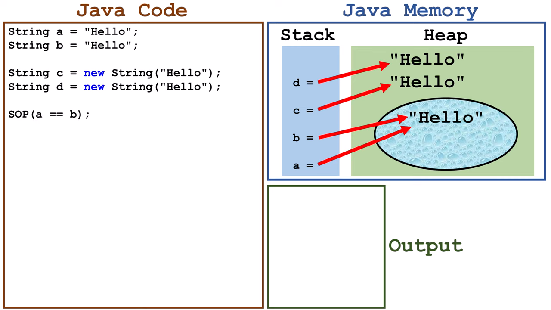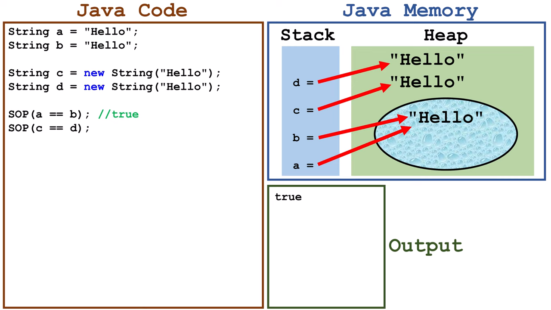Now let's look at this line of code. For this lesson, SOP stands for System.out.println. a == b checks if the variables have the same data stored on the stack. For primitive types like int or boolean, double equals works well because all the data is stored on the stack. However, with object types like strings, double equals checks if the pointers on the stack are pointing at the same location on the heap. In this case, a and b point to the same memory location, so it will return true.